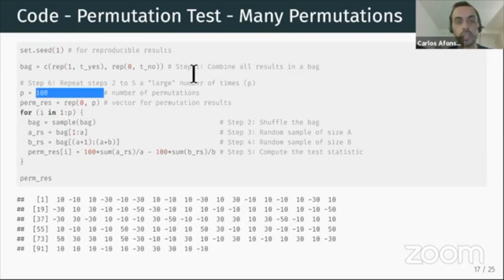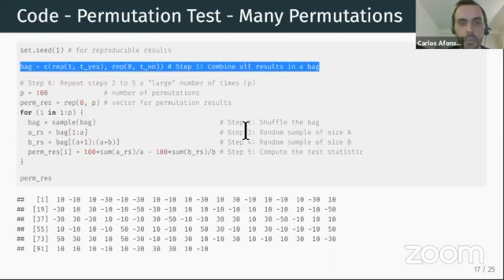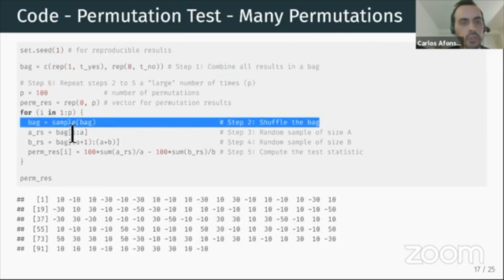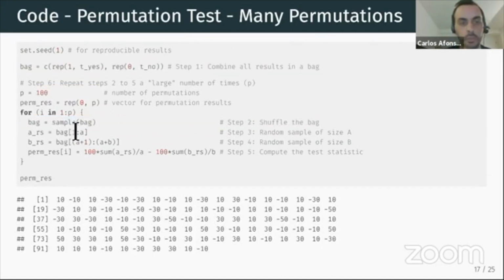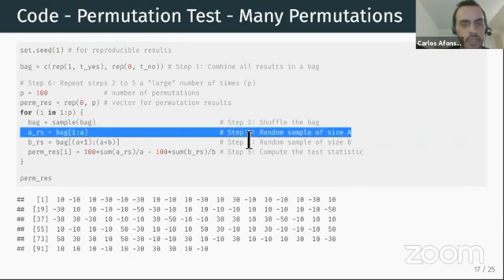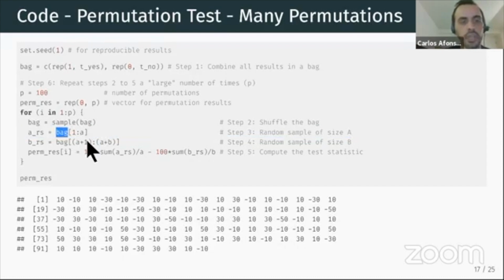So step 1 is already done, putting everything together in a bag. Step 2, shuffle the bag. So we're going to use the sample function to sample the bag, to shuffle the bag. Step 3, get a random sample of size A. So the same thing as we did before, get the first A elements to be the resample for A. Step 4, get a sample of size B, get the remainder of the values in the bag. They're going to be the sample for group B. And then step 5, compute the test statistic.